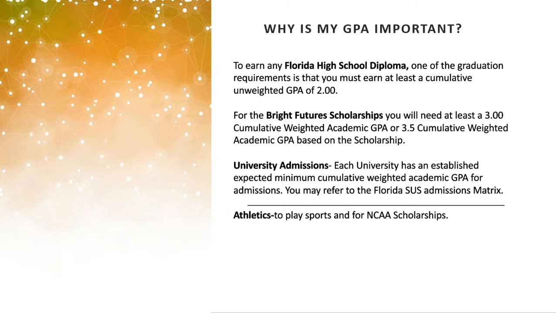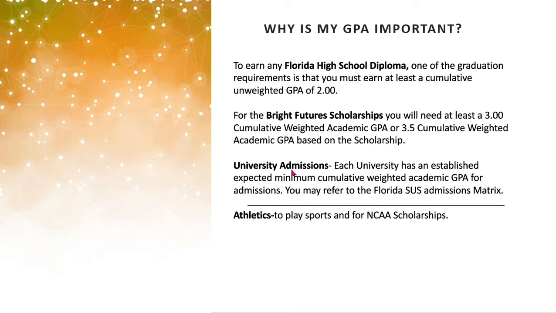Okay, now why is your GPA important? Well, to earn any Florida high school diploma, and you're going to see why I say any in a moment, because there's a couple different pathways to earn a high school diploma, but all of them are going to require that you have an unweighted cumulative GPA of 2.0. For the Bright Futures scholarships, you're going to need at least a 3.0 cumulative weighted academic GPA or 3.5 cumulative weighted academic GPA based on the scholarship that you're working towards.